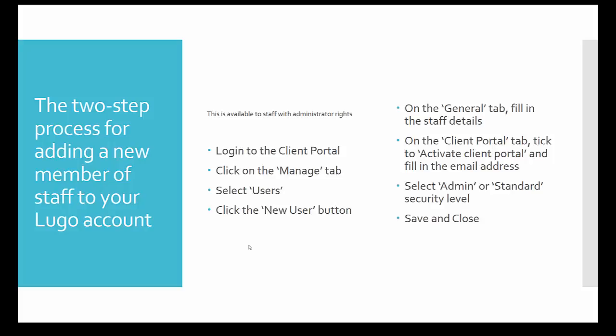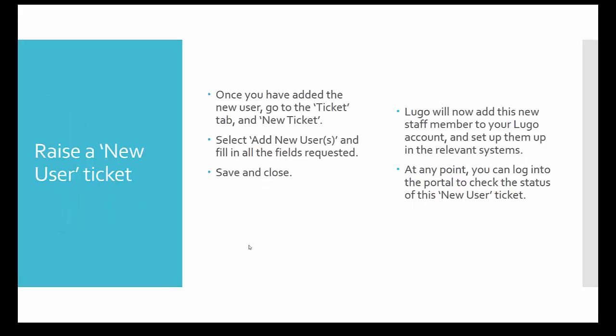and then on the Client Portal tab, you tick that you want to activate the Client Portal and you fill in the new staff member's email address. Select Admin or Standard for the security level that you want to provide to that new user, and you save and close. The second step is to raise a new user ticket. So once you've added the new user, you go to the Ticket tab, click onto New Ticket and you select Add New User. Fill in all of the details requested and save and close.